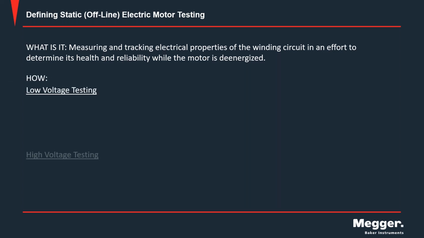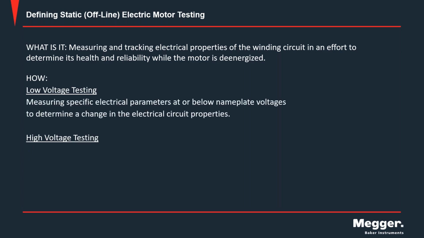How? We're going to do it in two ways. We're going to do low voltage testing and high voltage testing. So low voltage testing is going to be measuring specific electrical parameters at or below nameplate voltages to determine a change in electrical circuit properties. So here we're talking about our winding resistance, copper resistance. We're going to do our MEG test.